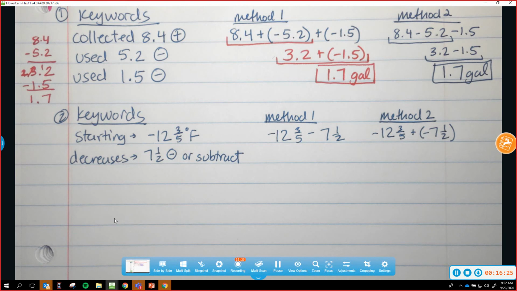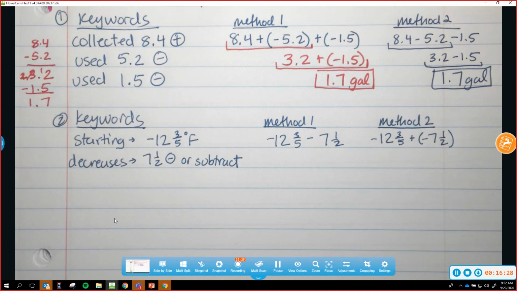Okay? So Myra, which way do you want to work it out? Do you want to use method 1 or method 2? Any is okay. Thank you for helping me narrow it down.